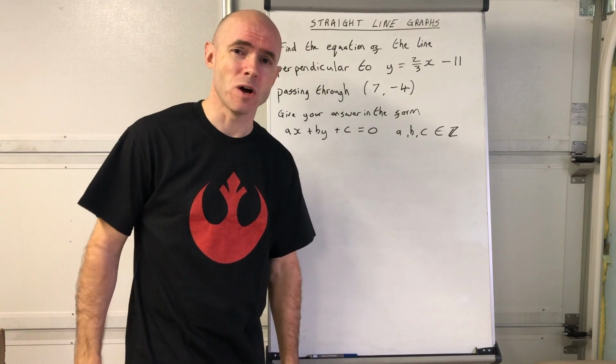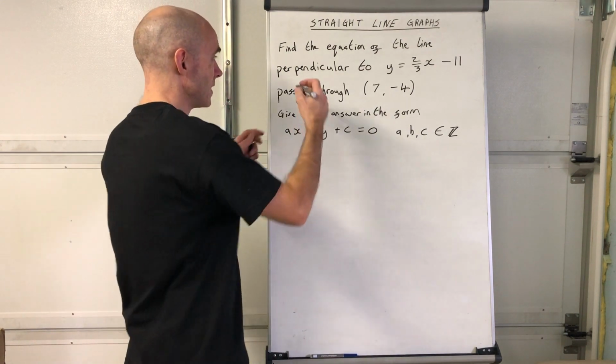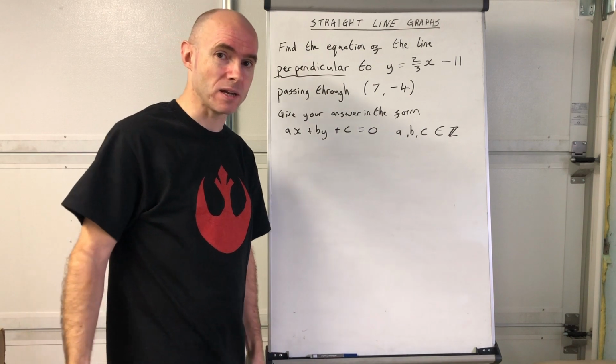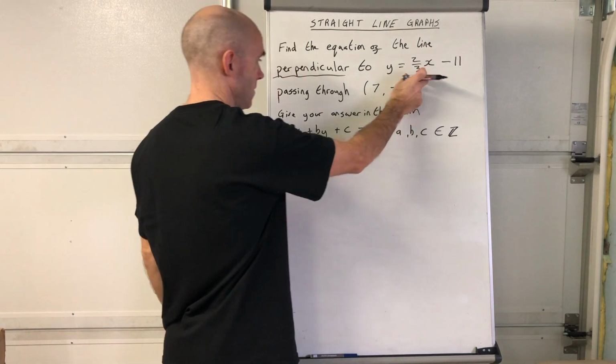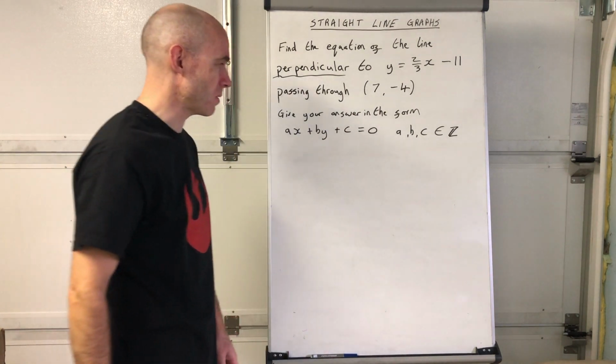Okay, the next example is very similar to the previous one. The only thing I've changed, notably, is this word here. We need to find an equation of a line that's perpendicular to this equation, passing through this point, and we need to leave it in that form there: ax + by + c = 0.